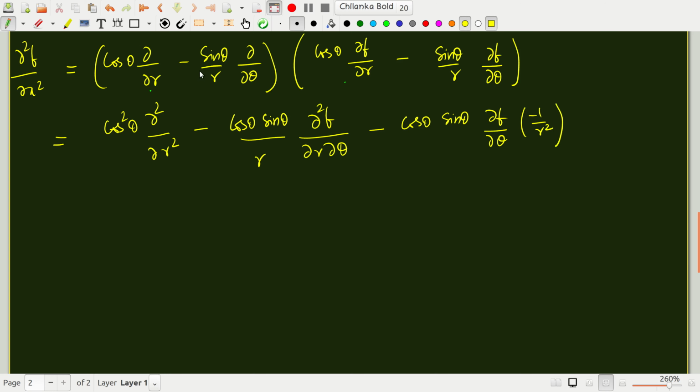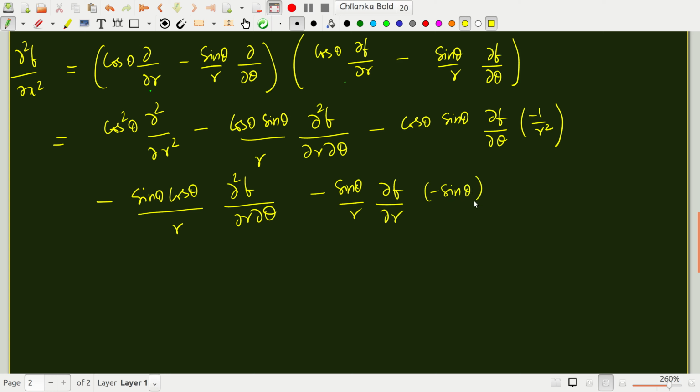Now, I will do the same thing for the second term. So, the second term is, now first I have to treat theta as constant. So, I will get minus sin theta cos theta by r partial squared f by partial r partial theta. Now, I will keep this constant and differentiate this. So, minus sin theta by r partial f partial r. Now, partial by partial theta of cos theta is minus sin theta.